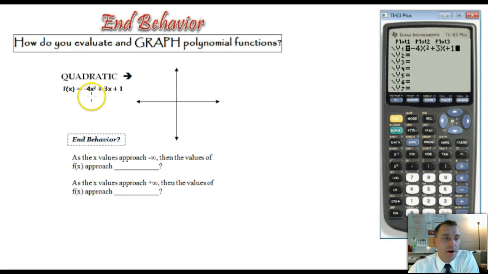So on to the even power ones. So you see this is a quadratic. It has a 2nd degree polynomial. It's called quadratic, as you know. So as the x values approach negative infinity, that means again I'm going left. So I'm bouncing to the left. The question is, which way are the y values going? The f of x values.